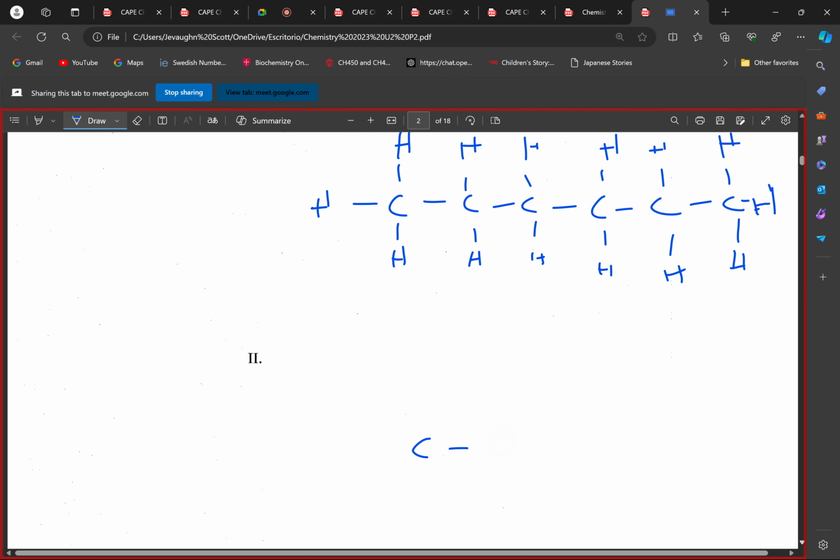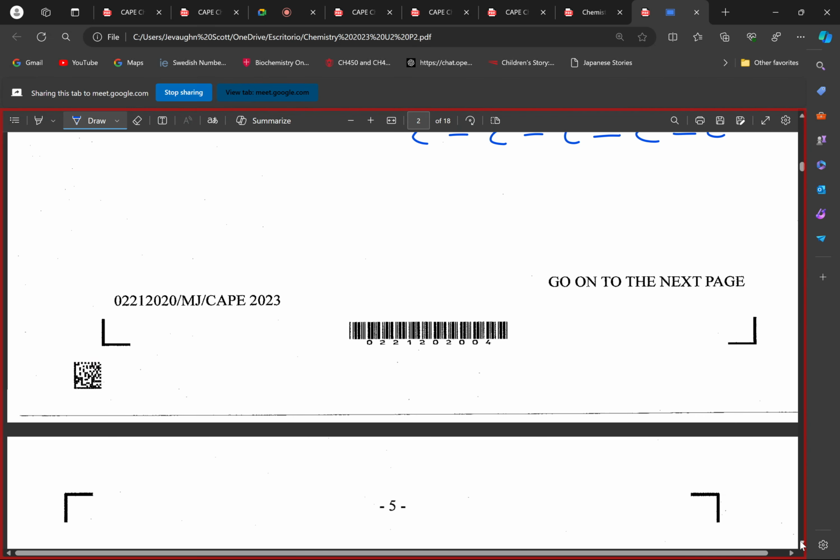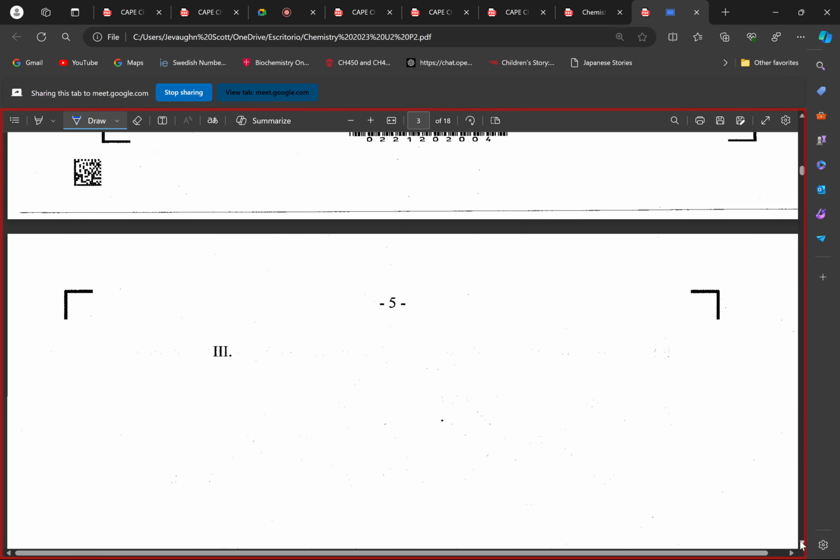Is it okay if I don't draw the hydrogens because that's going to take a lot of time? Yes, sir. Okay, we could have that. That is a nice one. Right? Let's go down. We could have something like this, 1, 2, 3, 4, 5. We could have that as an isomer.